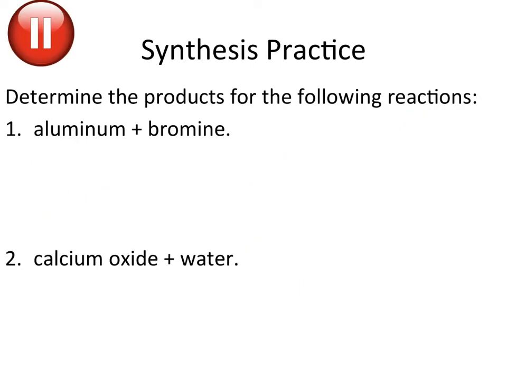So again, pause the video, try your hand at these ones over here. We have aluminum and bromine reacting, and then calcium oxide plus water reacting. So make sure that they fit one of those tips in the synthesis. They might be able to form a binary compound. They might form oxyacids. Follow those and see what you can get from here. Remember to balance at the end. All right, pause the video.